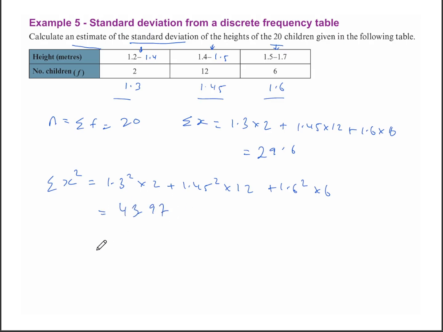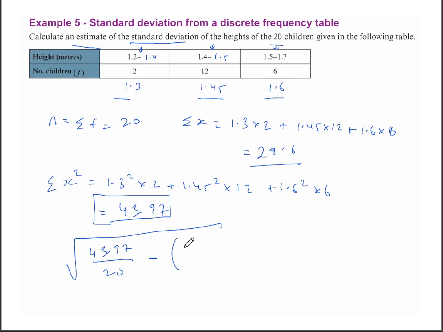Then, to find the standard deviation, we take the square root of the mean of the squares, so the average of this, 43.97 divided by 20, minus the square of the mean using this value, so 29.6 over 20, squared. What this ends up giving us is 0.09, and that's going to be our standard deviation for this data set.